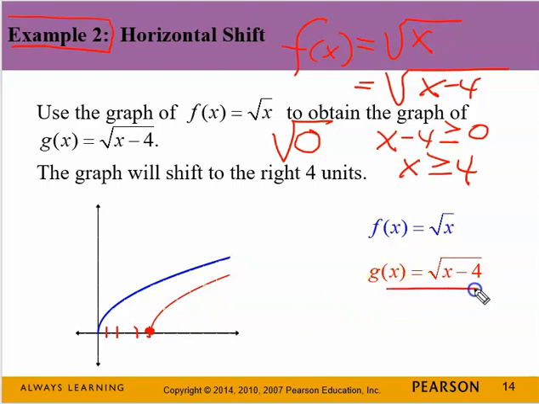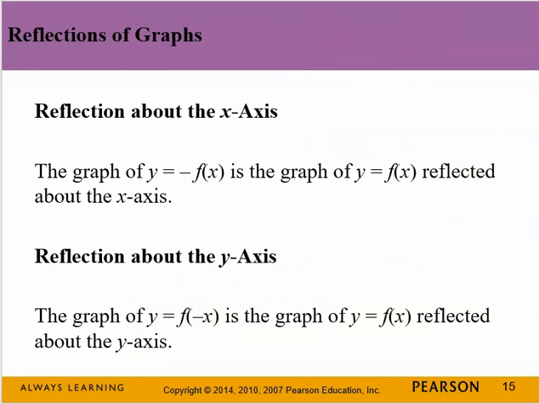So the result of shifting this horizontally is the opposite sign of whatever that number would be. Here it's a negative 4, so we're going to shift it horizontally to a positive 4 x-intercept. Let's go on.